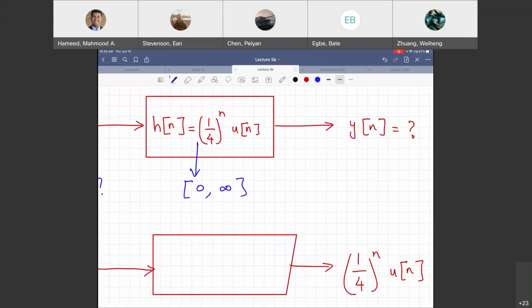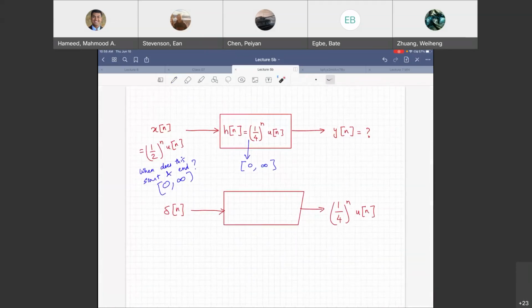Same. For the output, it is going to be the sum of the lower limits to the sum of the upper limits. 0 plus 0, 0. Infinity plus infinity, infinity. So it's going to start at 0, and it's going to end at infinity. So right away you know where the output is going to lie. With the limits of the signals that you're convolving, you right away know the limits of the output signal. And this applies even for continuous time.